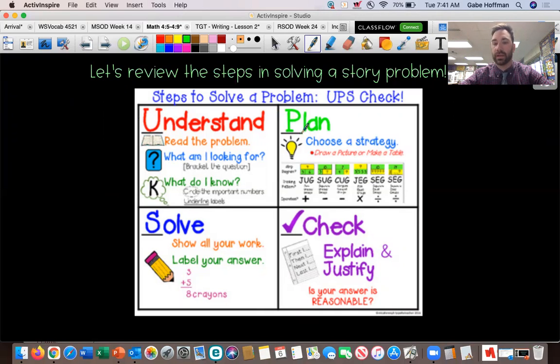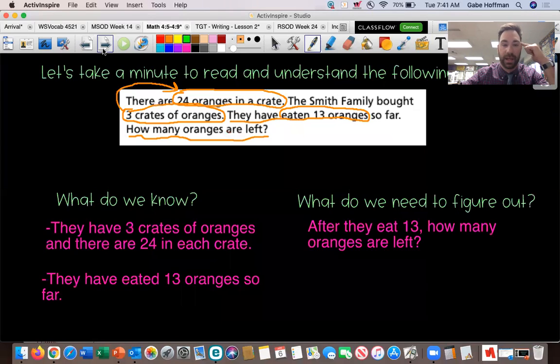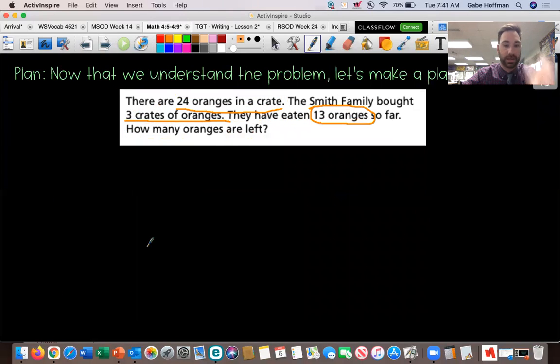Then come up with your plan. What am I going to do? I said ahead of time on this one, when I came up with my plan, I didn't write it down, but mentally I said, okay, I'm going to break apart the 24 into 20 and 4 and multiply times 3. Then I'm going to take that solution and I'm going to use the algorithm to subtract 13 and get my answer for how many oranges are left.